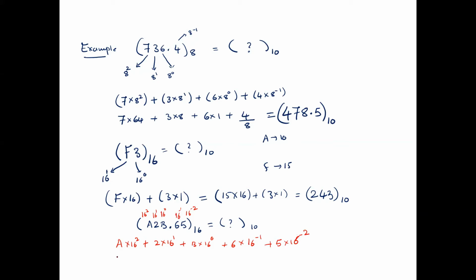So what is the value of A? 10 into 16 raised to 2 is 256, plus 2 into 16. And what is the value of B? 11 into 16 raised to 0 is 1, plus 6 divided by 16, plus 5 divided by 256. Simplify this one, so the resulting number will be in decimal.